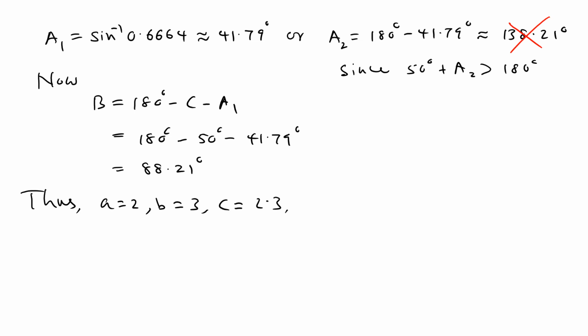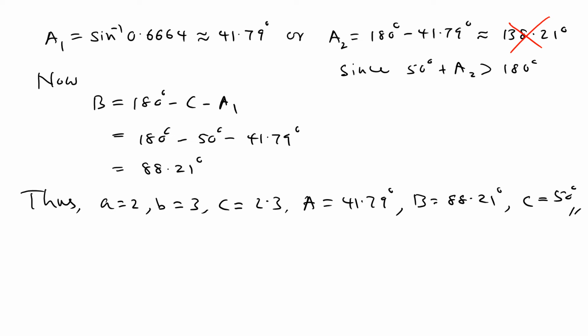Now we can round it to one decimal place. Then A equals 71.79, B equals 88.21, and C equals 50. So that's the solution. Now let's look at the situation where we have only three sides.